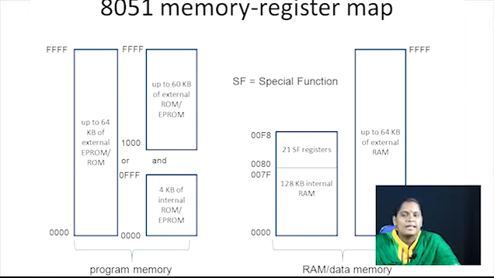Next, DPTR. What is DPTR? Data pointer. We apply this data pointer for 16-bit operations. Only if a 16-bit operation is necessary for us, at that time we use this data pointer special function register.